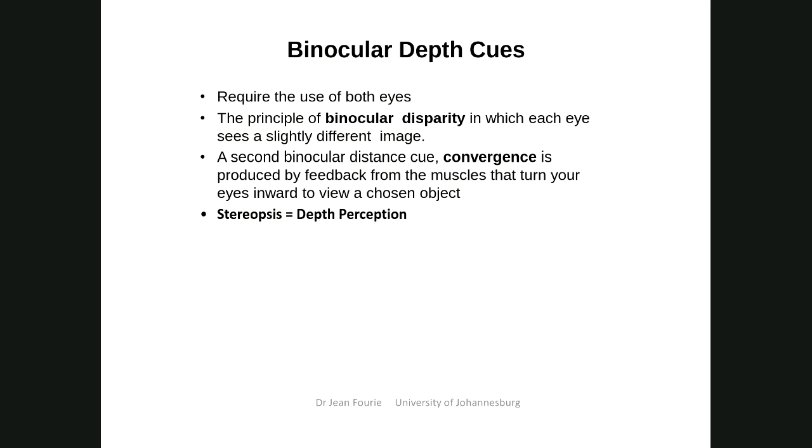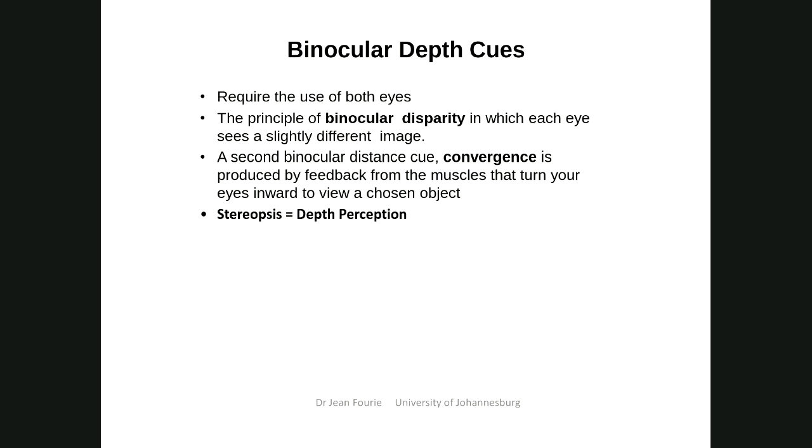That is called binocular disparity, slightly different images coming into the eyes. The second thing is convergence, feedback produced by the muscles that are turning your eyes inwards or outwards. If you look at an object close by, your two eyes move inwards to focus on the object. If you look at an object that's far away, the eyes move outward slightly to focus on that object. This is called convergence.